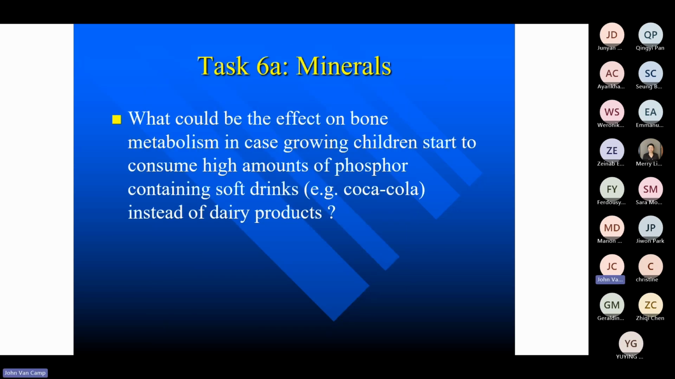So coming to another problem-based learning question, you might think about it. What could be the effect on bone metabolism in case growing children, who are very sensitive for building up the skeleton, start to consume high amounts of phosphor? For example, soft drinks like Coca-Cola in place of drinking milk or taking dairy products. So what do you think? Which mechanisms are going to play here that could potentially lead to softening and even loss of bone tissue at a later age?